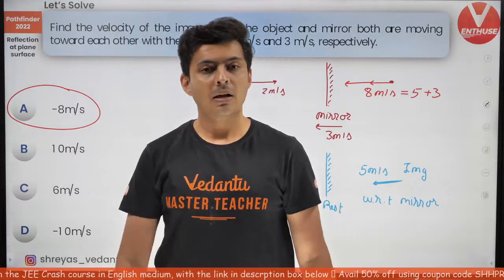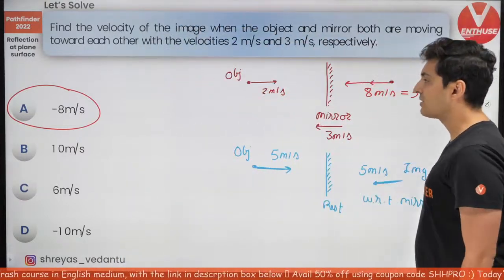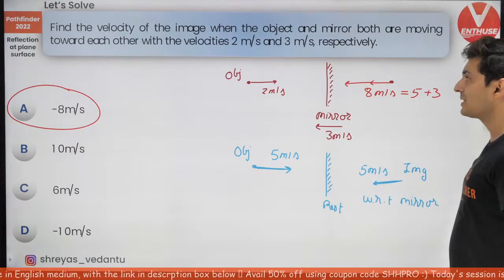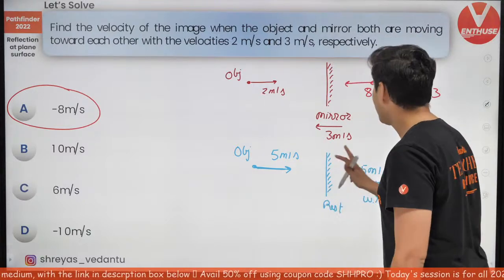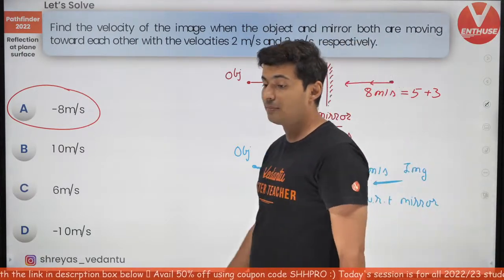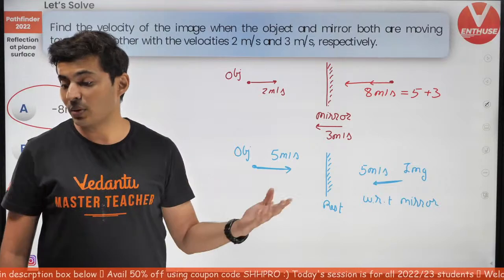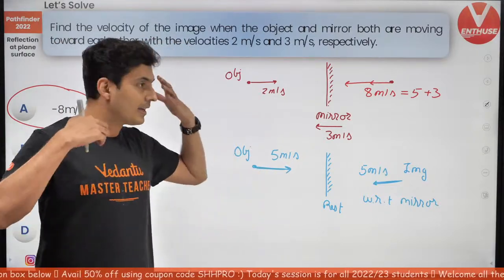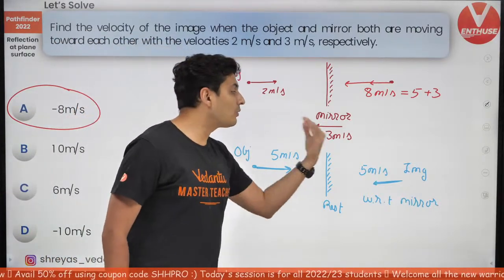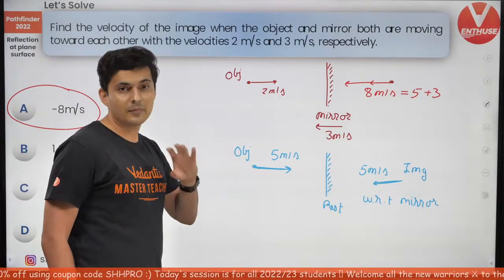Got it? Understood? Clear? It's not 10. Many students make that mistake. Understand, it's not the relative speed between object and image. Many students who answer 10 are thinking you have been asked the speed of the image with respect to the object. No.